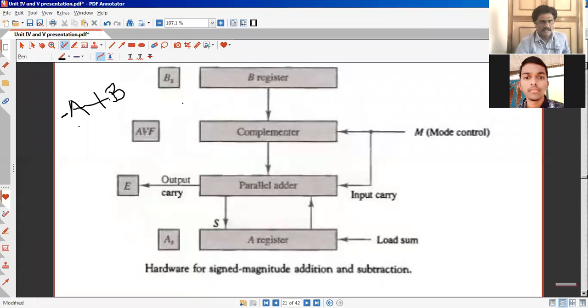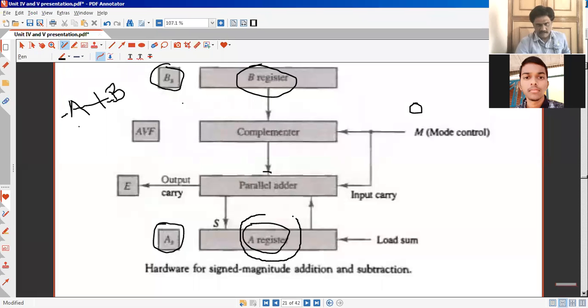Example, assume that I am going to do minus A plus minus B. Then the sign of A will be here and the sign of B will be here, and the A magnitude will be in the A register, the B magnitude will be in the B register. Since I'm going to add, this mode will be 0. So A and B will be added, and the result will be available in the A register, and if any carry is there, that will be available here, and after that it is transferred here.